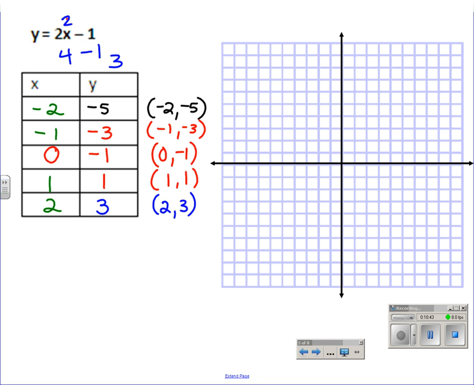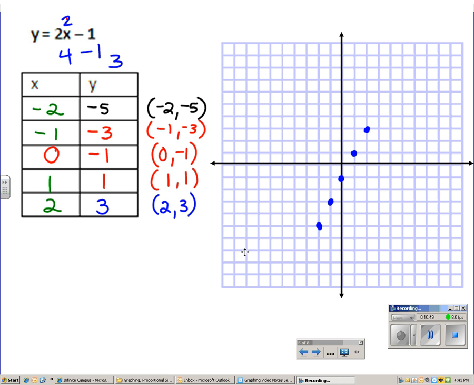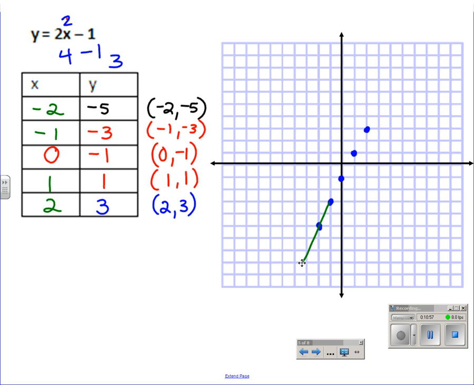Now, I'd like you to push pause, and I would like you to graph those 5 points. When you're done, push play. All right, so you have those points graphed. Now, if you notice, it looks like they form a straight line. So I'd like you to connect those and extend it. Okay, so keep extending the line. All right, so there is our graph. And if you notice, it forms a straight line, so this is linear. Okay, straight line means linear.